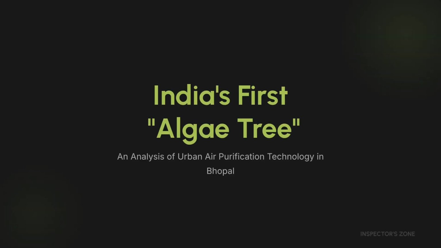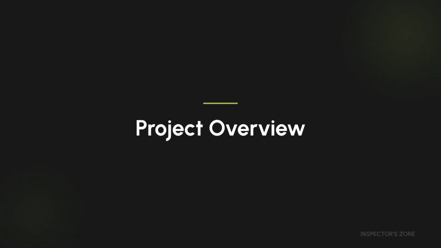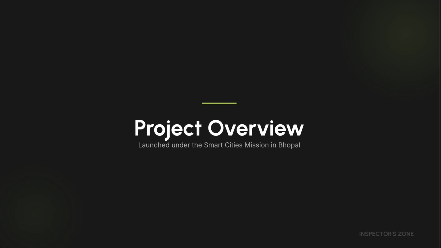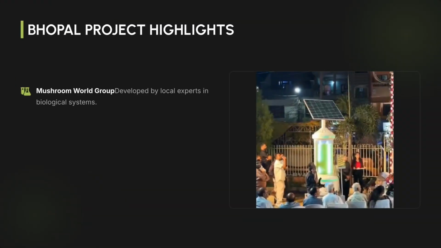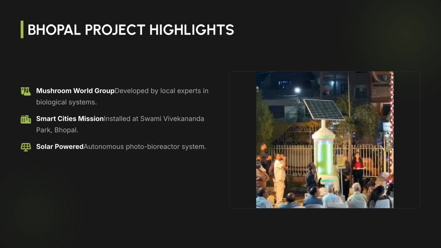Welcome to an analysis of India's first algae tree, an urban air purification technology implemented in Bhopal. This video provides an overview of the project, which was launched under the Smart Cities mission in Bhopal. Key highlights include its development by Mushroom World Group, installation at Swami Vivekananda Park, and its solar-powered autonomous photobioreactor system.